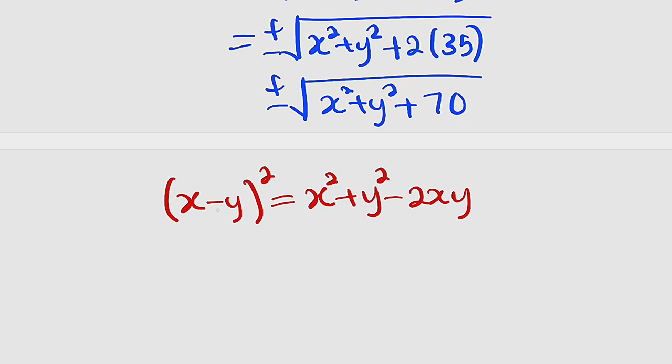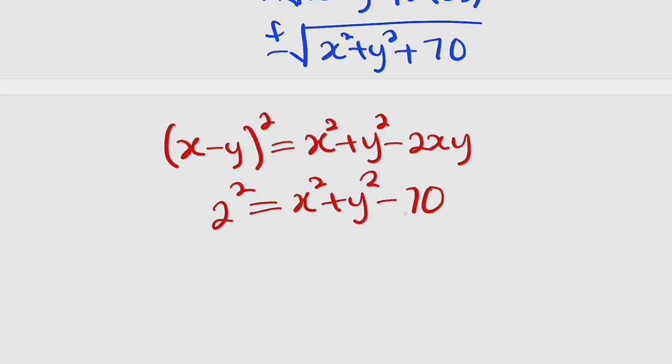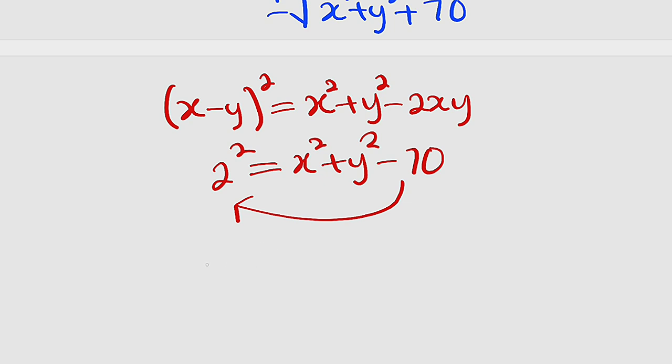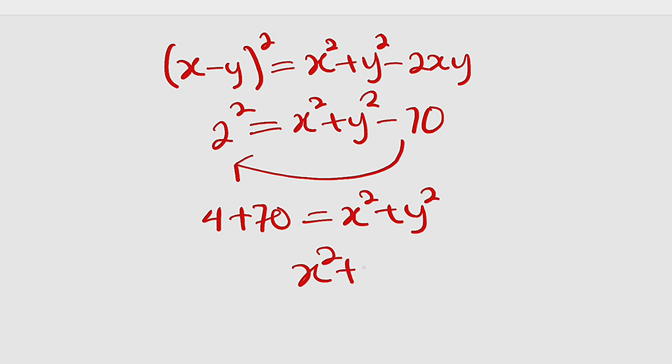This is the expansion. But we have seen that x minus y is equal to 2, so we have 2 squared equal to x squared plus y squared, which is what we are looking for, minus 70, because this is 2 times 35. If you take this negative 70 to the left, it becomes positive. So this is 4 plus 70 equal to x squared plus y squared. Can you see that? X squared plus y squared is equal to 74, and we have obtained this one initially.